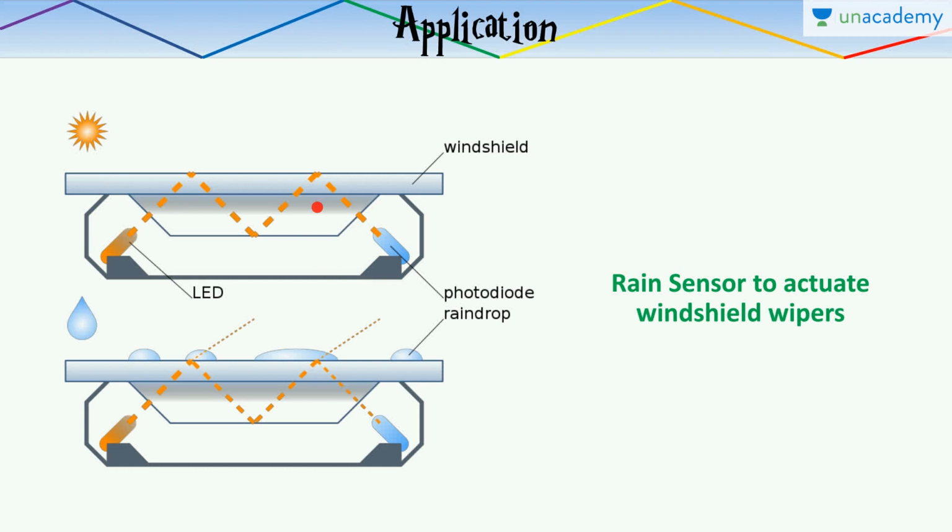But when there is water on the surface, the refractive index of glass with respect to water is lesser than glass with respect to air. As a result, the critical angle is larger. Lesser refractive index, higher critical angle. And for that reason, for the same angle of incidence that you had earlier, some of it will get reflected, but some of it will also get refracted. So the intensity of passing light decreases. That decreased intensity will actuate the wipers to move.